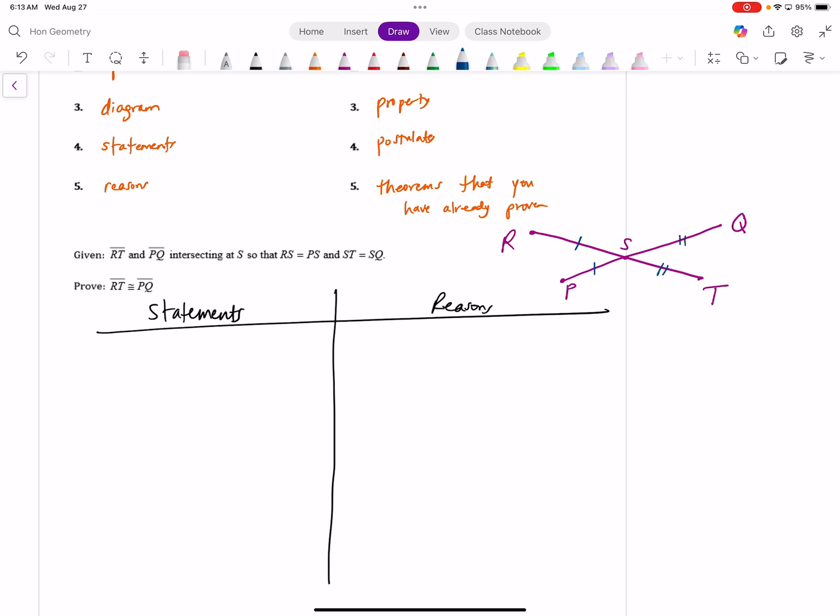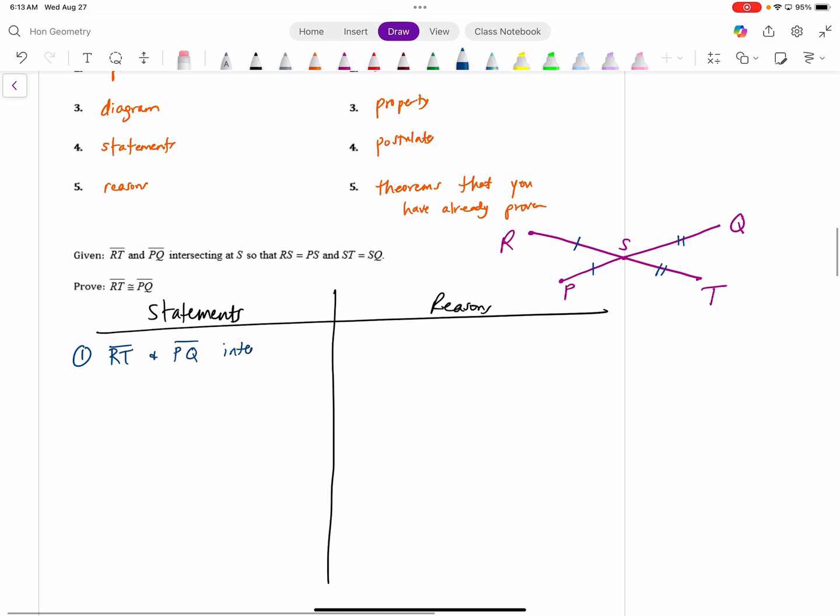All right, so we're going to start out with our statements. And if the same reason can be used for a statement, you can put it all into one step. So, like, here's all the things that I was told. I was told that segment RT and segment PQ intersect at S.